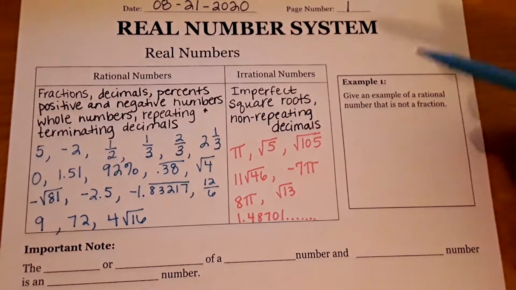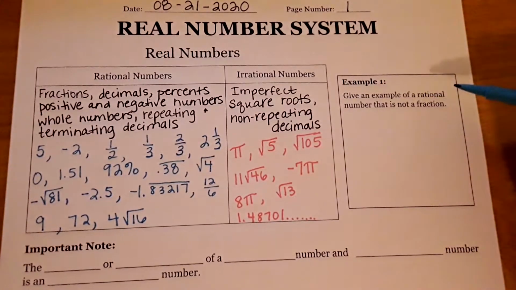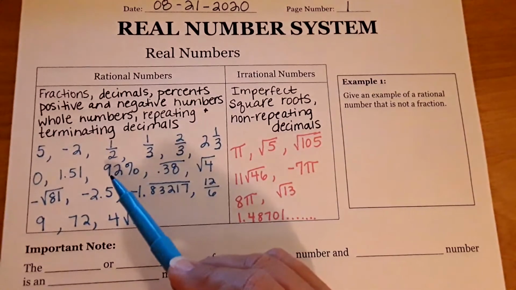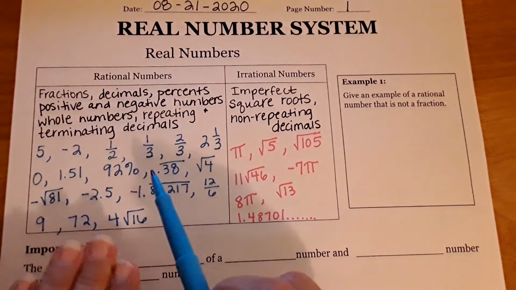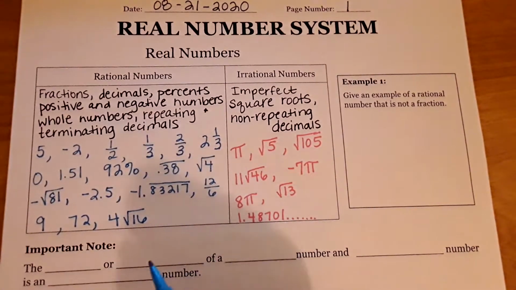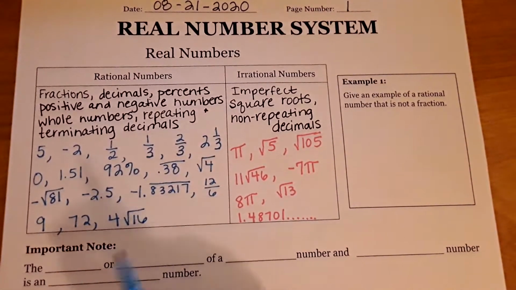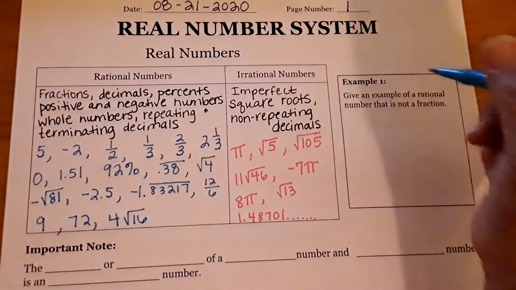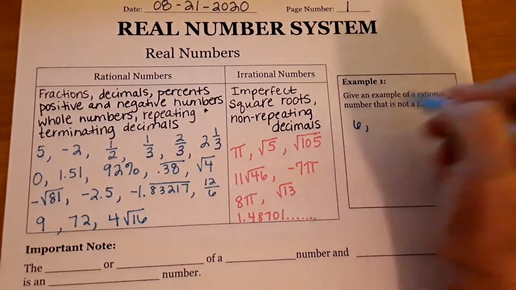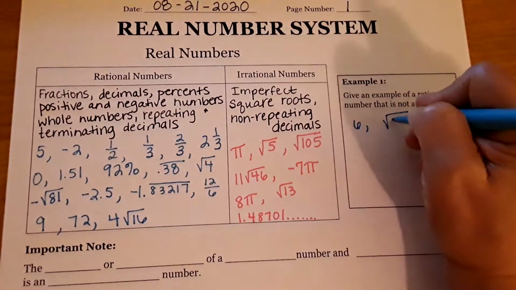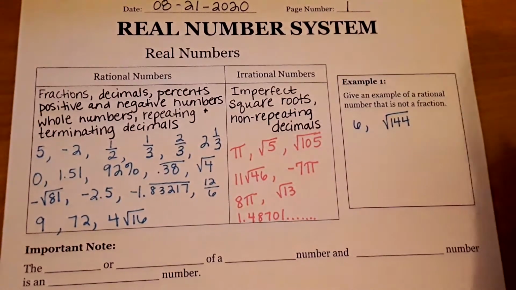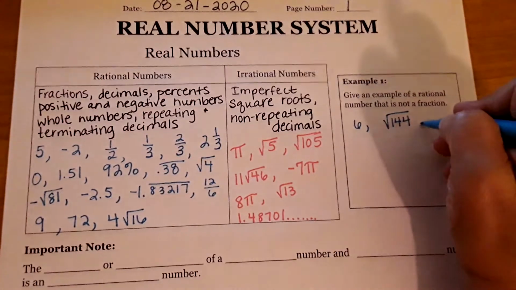Now right here, it says, give an example of a rational number that is not a fraction. So we want something that's not a fraction. So we're going to look over here, but I don't want to use any of these numbers. I want to come up with our own. So something here that looks like 9. Can you guys think of something? I'm thinking 6. Maybe the square root of 144, because the square root of 144 is 12. We could do 2.